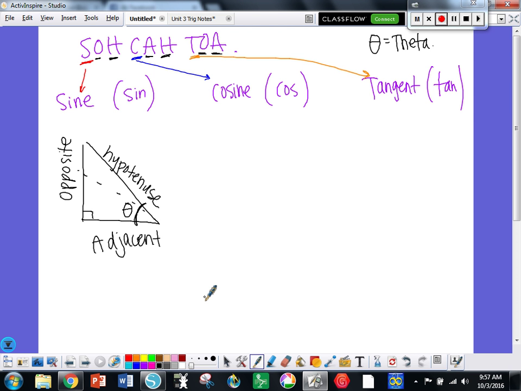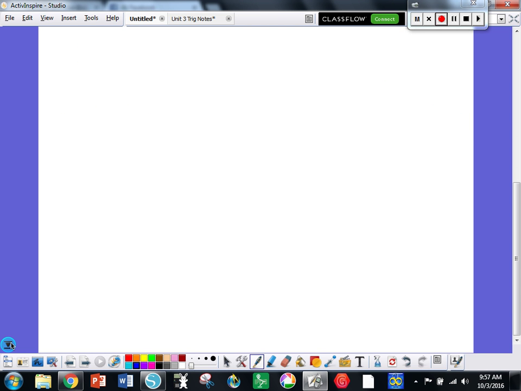So now let's look at sine in a little bit more detail. If you'll flip to the first page in the booklet, yes. Okay, so the sine page. We have this triangle. We always label our angles with capital letters and our sides with lowercase letters.